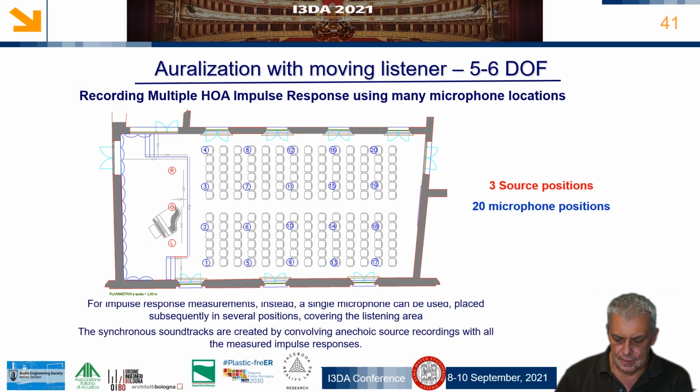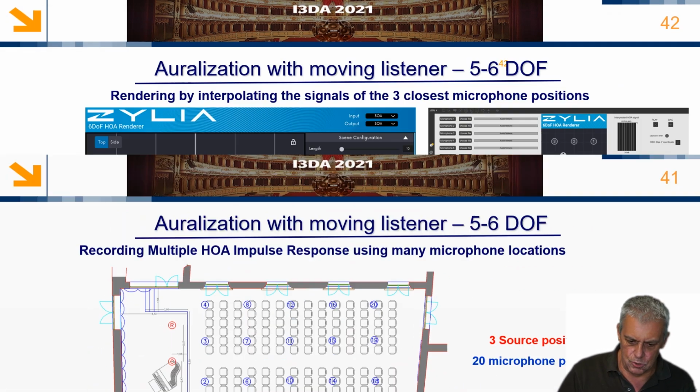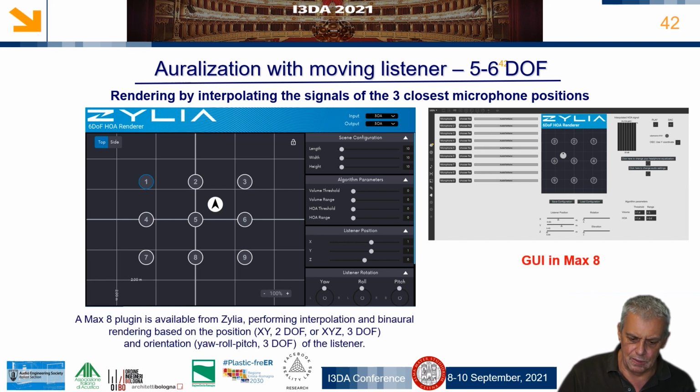But when instead working with auralization, you don't need to have so many microphones. You need just one. You move it in many positions, along this grid, for example, in 20 positions. And then you can use the Zylia software for this playback where the listener is allowed to move around and of course also to rotate. So the listener now has full 6 degrees of freedom.